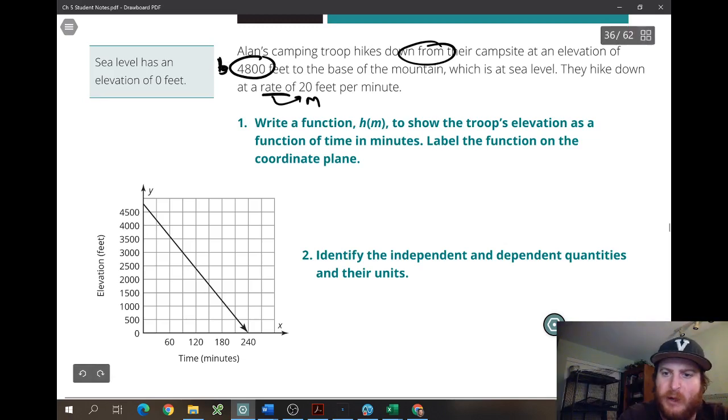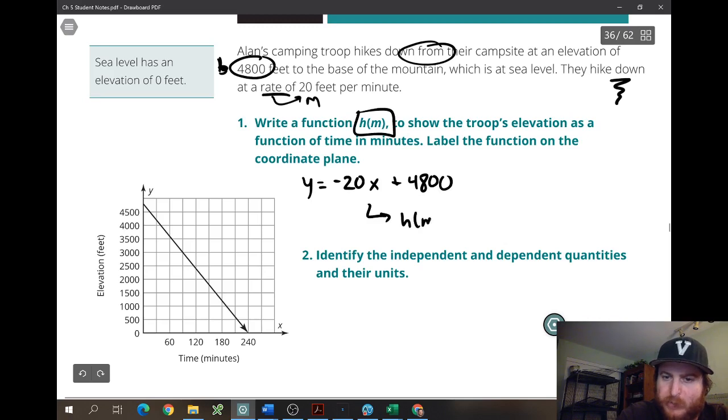So this formula is going to be y equals, now when we go down, that's negative. So it's y equals negative 20x. We can also see on the graph it's going down. It has a negative slope, plus 4,800. Now it says let's use h of m. So we're going to convert this, the y is going to become an h of m, and the x is going to become an m: negative 20m plus 4,800. So this is the y equals mx plus b form, and this is in function form.